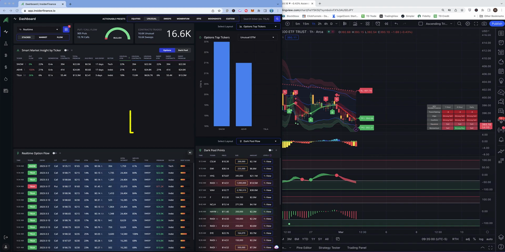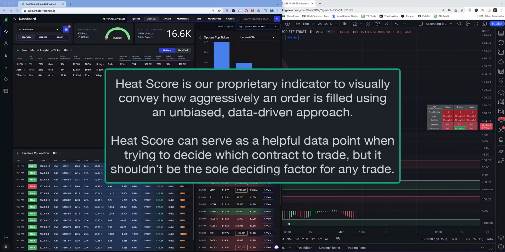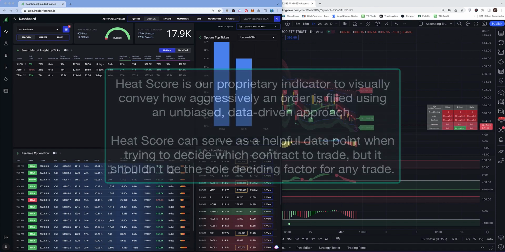My favorite sorts are by open interest, by type, and by heat score. Heat score is a proprietary algorithm that measures how aggressively the institution wanted the order filled by measuring volume, where it was filled, the premium paid, among other proprietary measures.